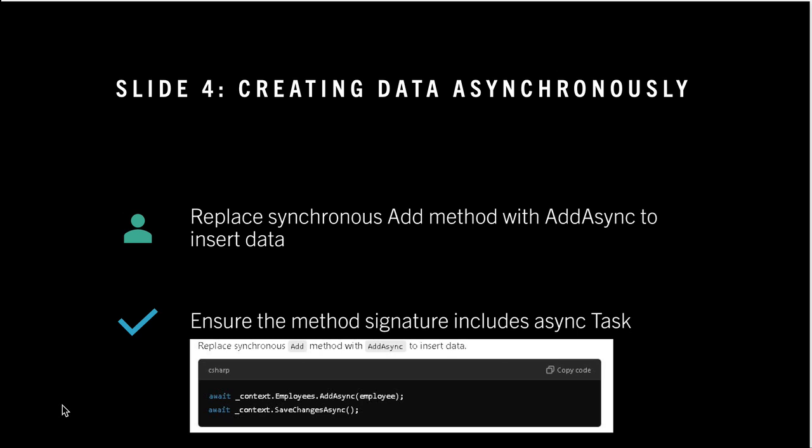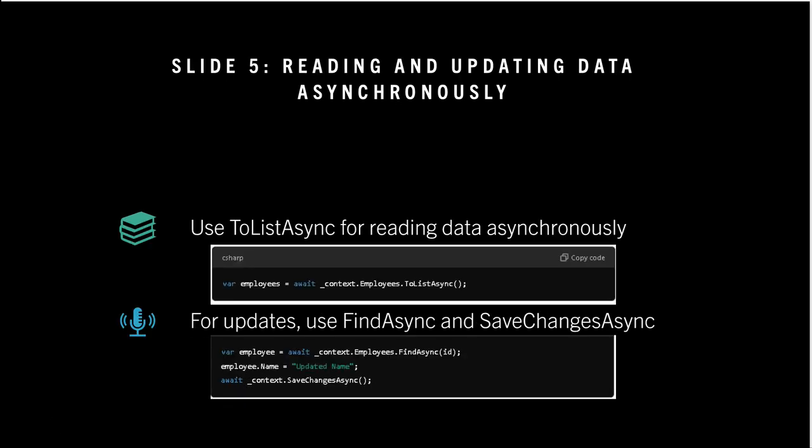Reading and updating data asynchronously is another concept. Let's talk about reading and updating. For reading data, instead of using the ToList method, we use ToListAsync. Do you remember? In the normal synchronous method, we use the ToList method, but now we use ToListAsync to replace the original ToList method, which retrieves data asynchronously.